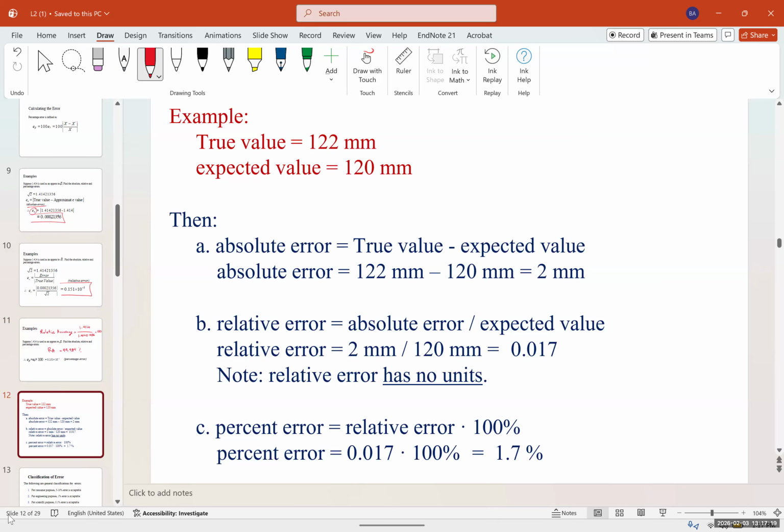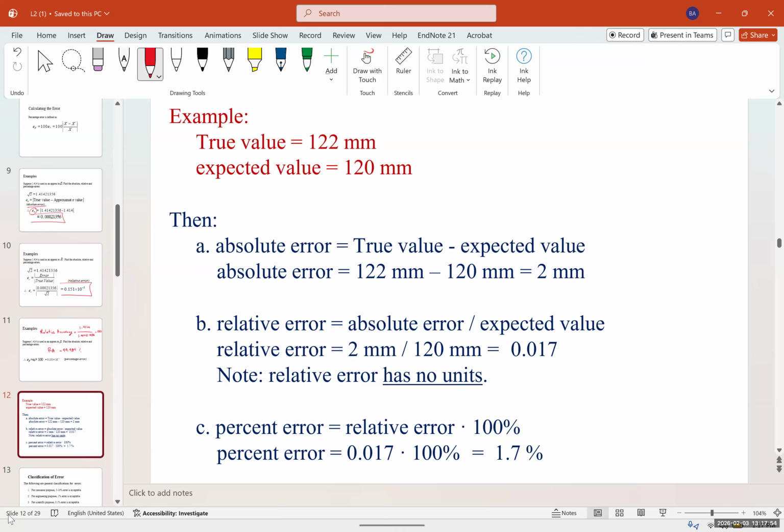Now, another example. Imagine we want to measure something's length, and the true value is 122 millimeters, and the measured value or expected value or observed value is 120 millimeters. If we want to find the absolute error, it's going to be 122 minus 120 gives us 2 millimeters.